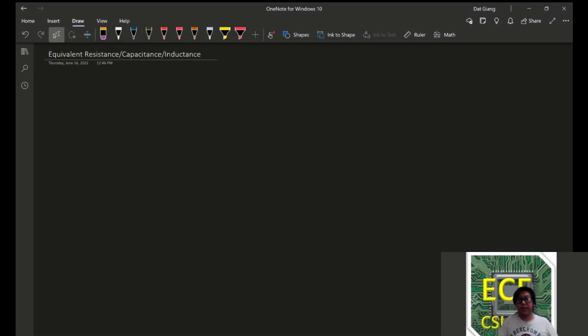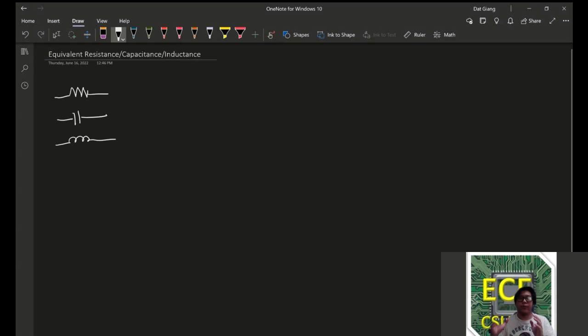Okay, so now we're going to be discussing equivalent resistance, capacitance, and inductance. Just in general, we're not going to be discussing the formulas that lead to this, but rather just the observation. So resistors look like this. If you have taken a little bit of physics, capacitors look like this, and inductors look like this.